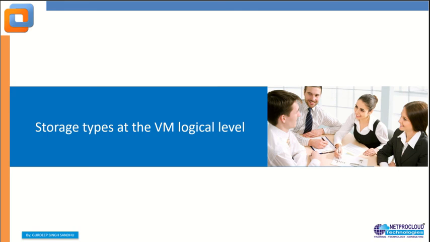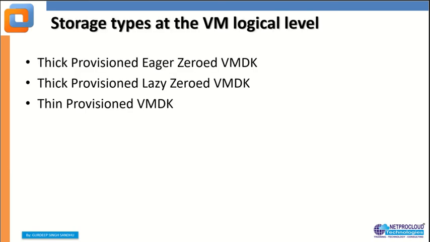Now storage type at the virtual machine logical level. When we create a virtual machine and provide a disk to the virtual machine, that disk can be of the VMDK type, meaning virtual machine disk. There are three types of VMDKs: first is thick provision eager zeroed, then thick provision lazy zeroed, and thin provision VMDK.